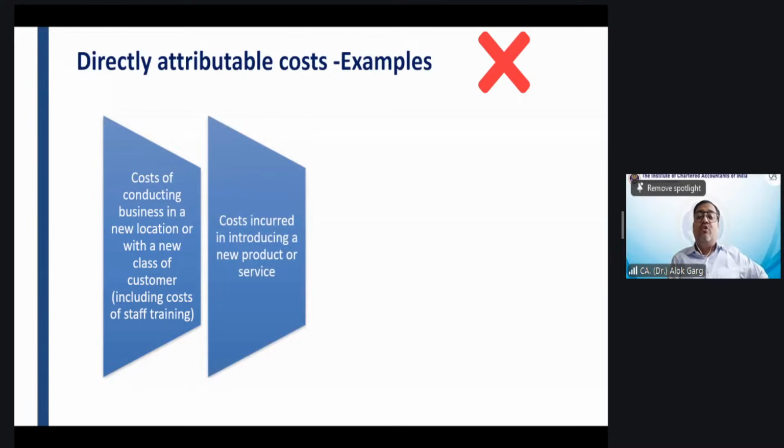Second, cost incurred in introducing a new product or a service. A company has launched a new product. Company has invited Amitabh Bachchan to endorse the new product. Amitabh Bachchan is charging 10 crore rupees for endorsing the new product. Whether this 10 crore rupees will be added to the cost of the asset. No, it will not be added to the cost of the asset, right? This has to be advertisement and campaigning cost. This has to be charged to the P&L.